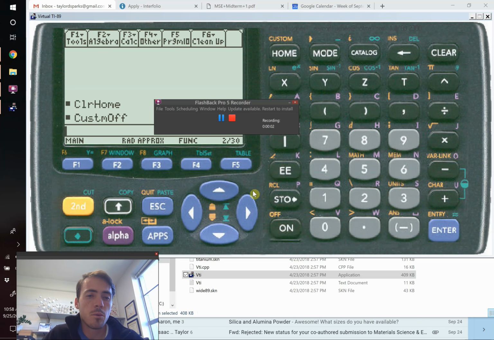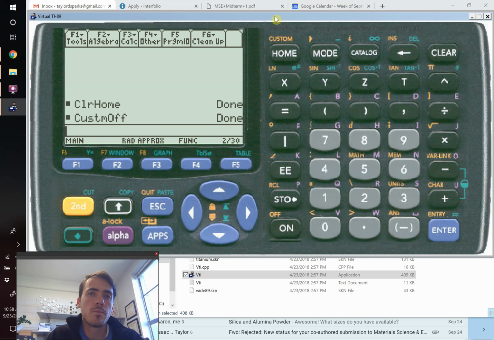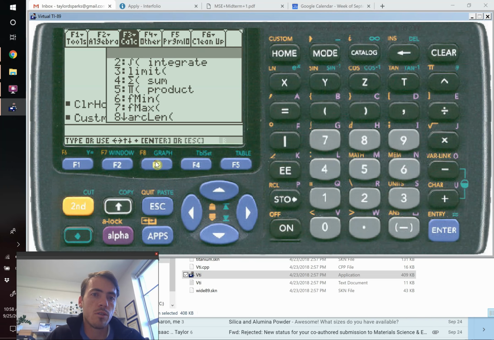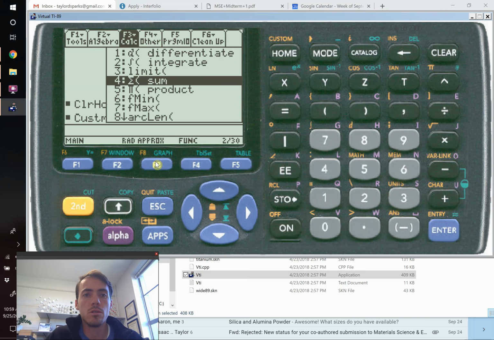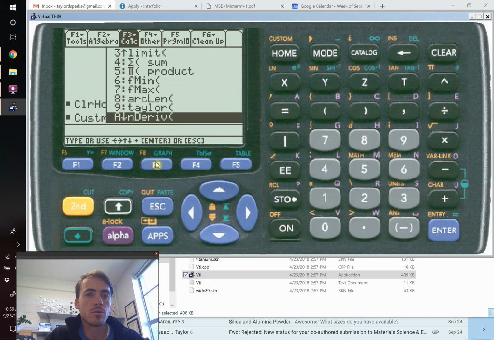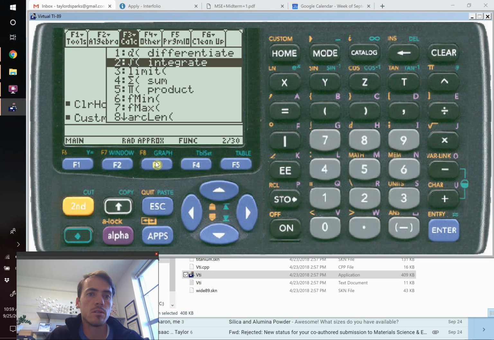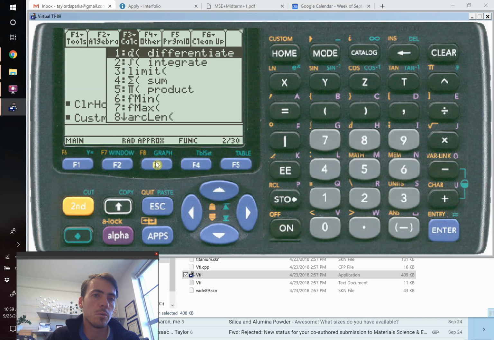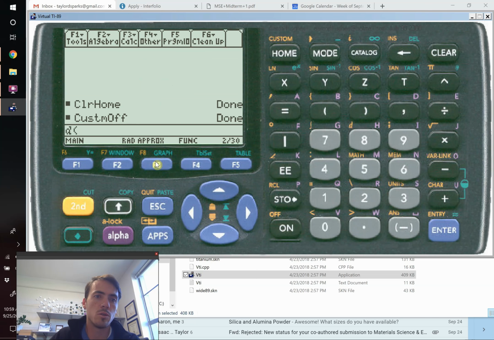Okay, for this demo we're going to show you how your TI-89 can do integrals and derivatives, right? So to do so, up here in this F3 you see this calc function. If we hit F3, a drop-down is going to show all your different calc functions. In addition to derivatives and integrals, you can do limits, sums, Taylor series, all sorts of really cool things here. So let's just look at the most basic ones, derivatives and integrals, because we use these all the time.